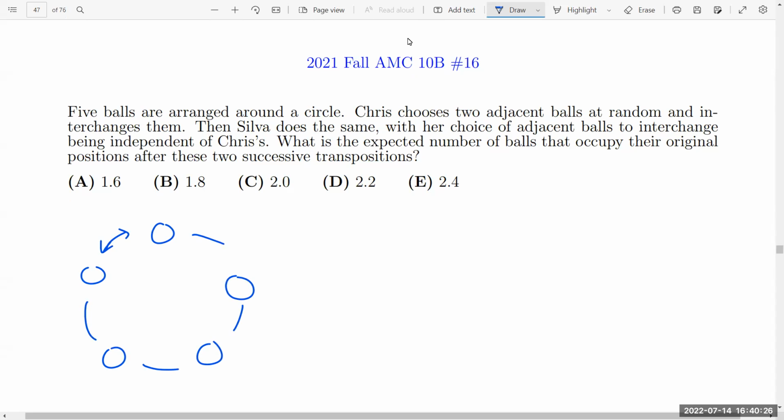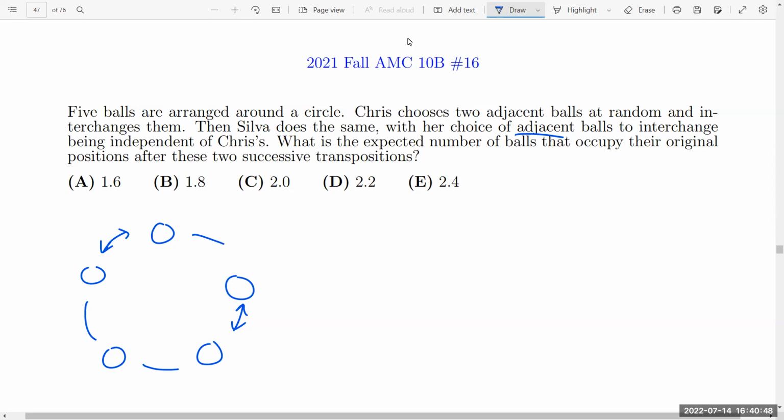All right, then Silva does the same with her choice of adjacent balls to interchange. So she does the same thing independent of Chris's, okay? So maybe she chooses these 2, okay? What is the expected number of balls that occupy their original positions after these 2 successive transpositions? 1.6, 1.8, 2.0, 2.2, or 2.4, right?